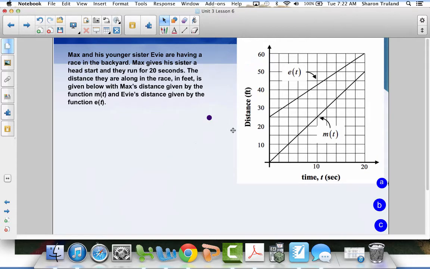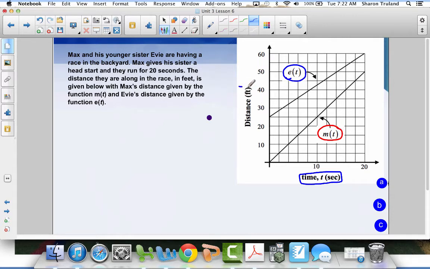So in other words, here is Max, M for Max. Here is Evie. And then this is their race. Let's look at the graph. On the bottom is time. Because time is an independent variable, we can't control time, so therefore it is always the independent variable. But how far we are along in the race, the distance, depends on how many seconds have gone by.